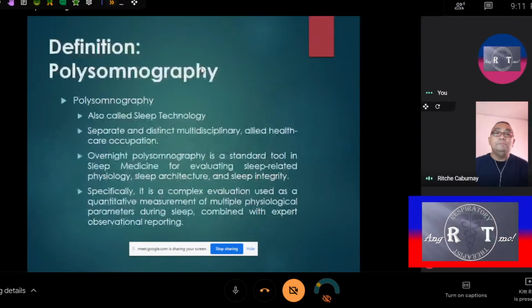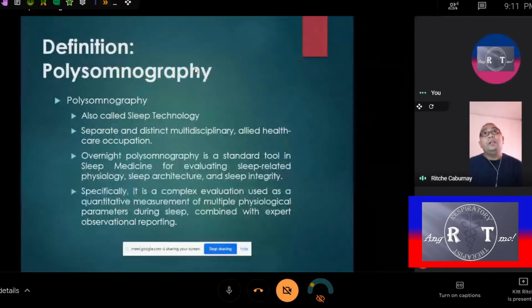What does polysomnography mean? I think that abroad, specifically in the Middle East, and also in the United States, New Zealand, and Australia, there are already respiratory therapists who are also practicing as sleep technologists, or practicing polysomnography. But for the others who haven't had any idea yet of what polysomnography is, I'll just give you a brief definition of that one.